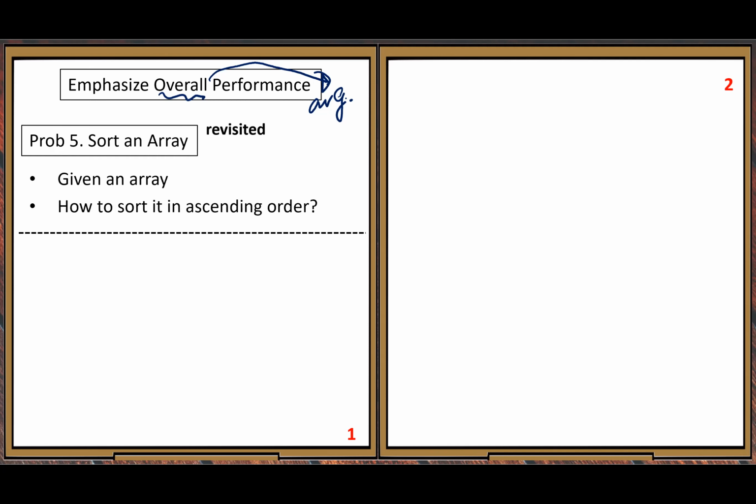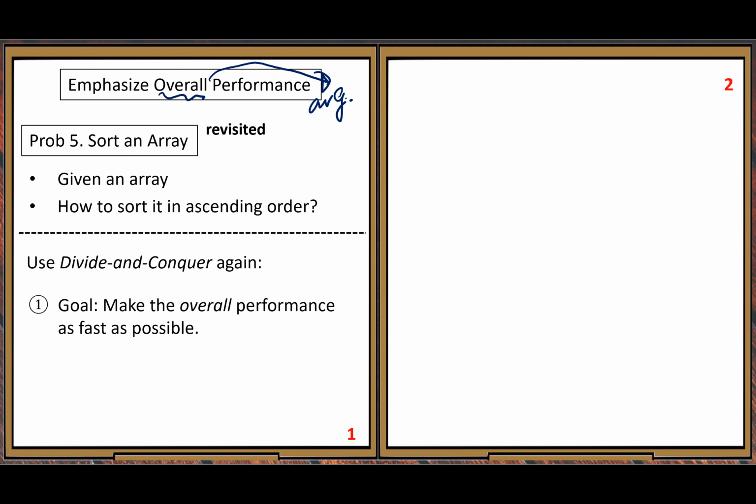So let's do our sorting problem another time. Still using divide and conquer. Our goal, make the overall performance as fast as possible. How to make overall performance fast? So let's look at the detail.